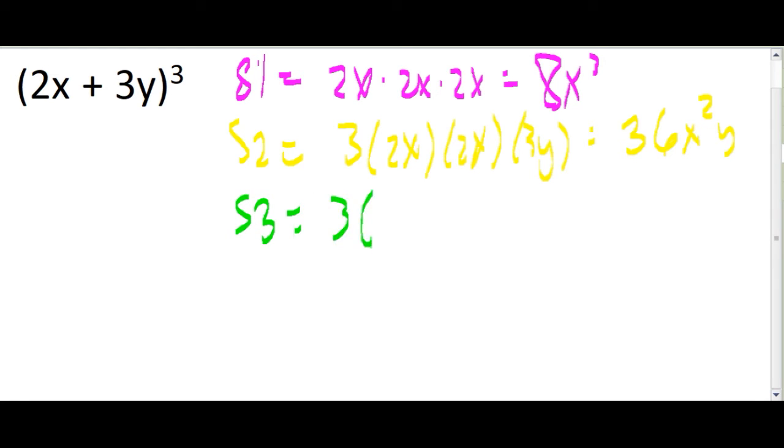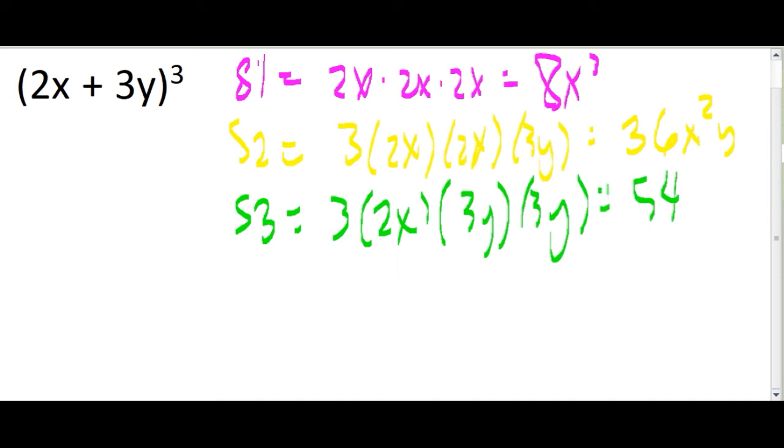Sunod. 3 times the product of the first term, then the square of the second term. Now, 3 times 2 is 6. 6 times 3 is 18. 18 times 3 is 54. Hindi ko sigurado kung tama yung 54, pero feeling ko naman. So, we are going to the next step.